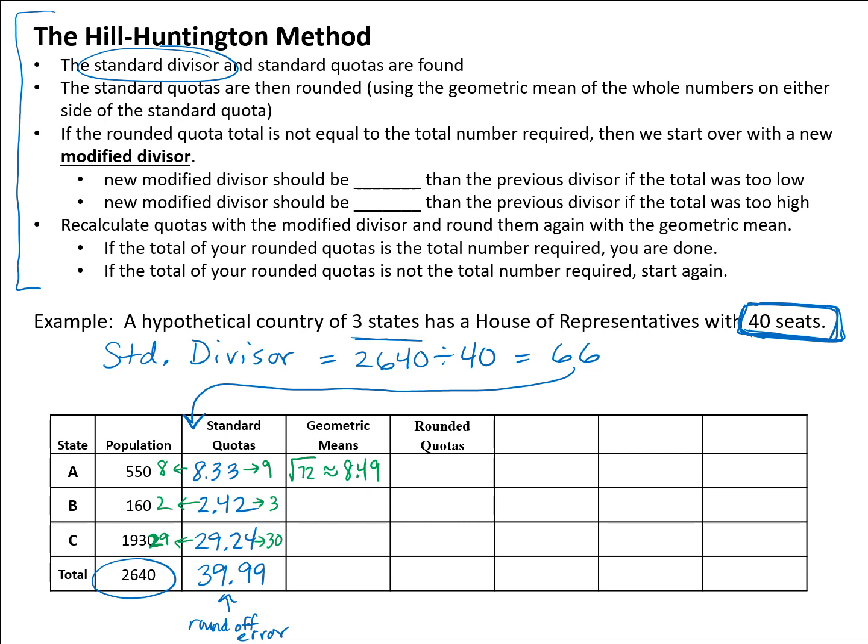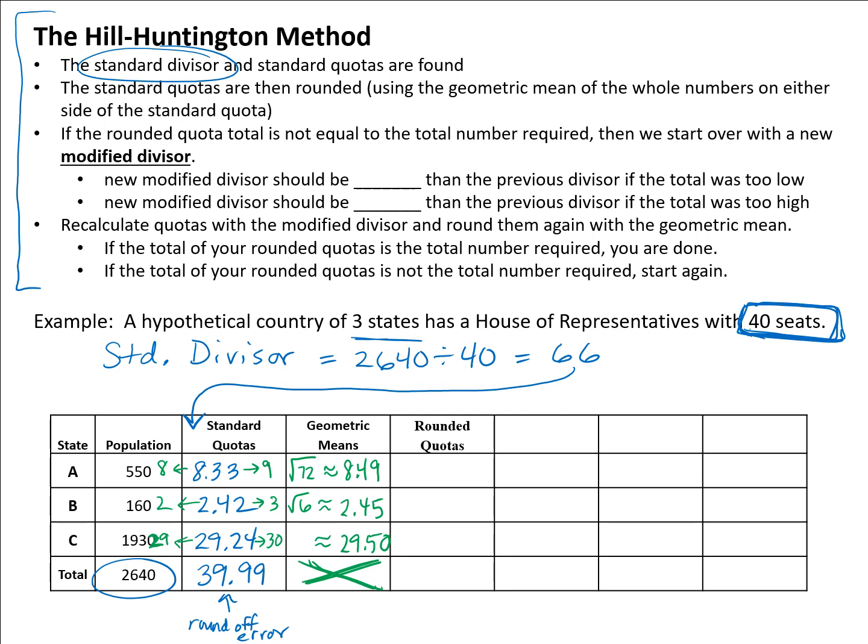2 times 3 is 6, and then I'm going to square root 6. So I get 2.45. And again, I'm rounding at the second decimal place. And then 29 times 30, that's a much bigger number, and I'm going to square root that and get approximately 29.50. I left that one off just because it's hard to fit in right there, so I left off some of the calculations. But again, it's 29 times 30, and then you square root that, and you get 29.50. Now, we're never going to add up the geometric means because they don't make sense to add up. The geometric means are just there for a boundary for rounding.